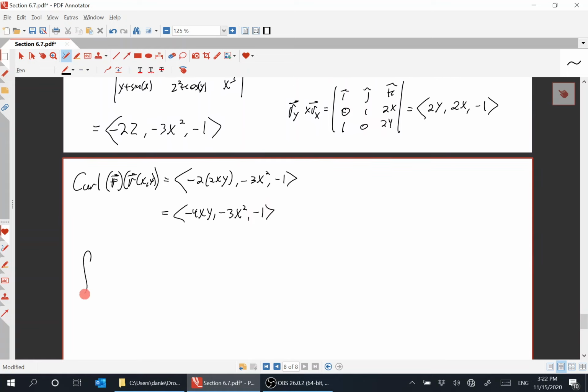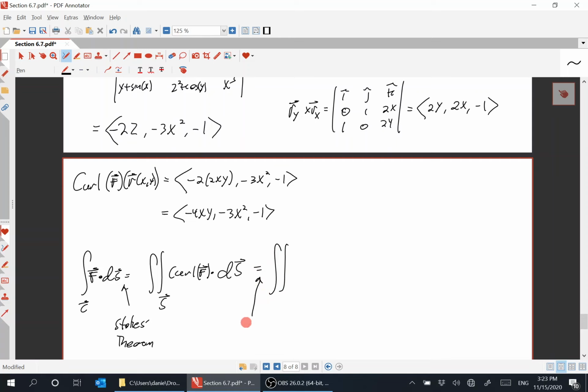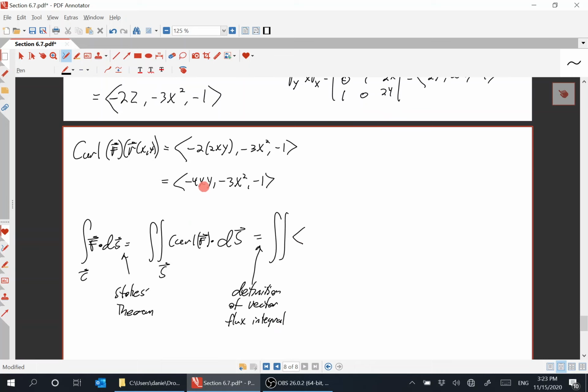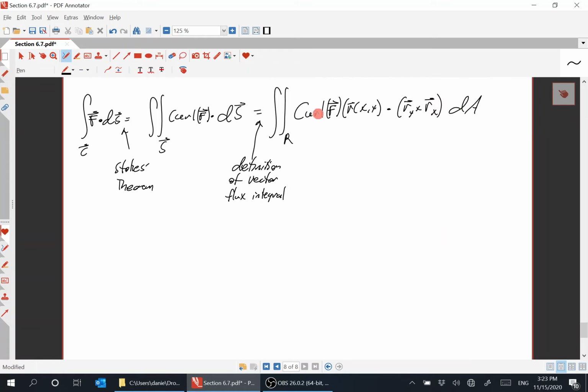Okay? So the line integral over C of f dot ds is equal to, and this is Stokes' theorem, the double integral over the oriented surface, curl of f dot ds, which is equal to, by the definition of the vector flux, curl of f along r_x y dot r_y cross r_x, instead of r_x cross r_y in this case, dA. So that's that double integral definition.